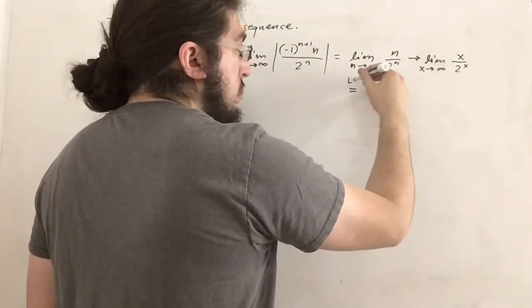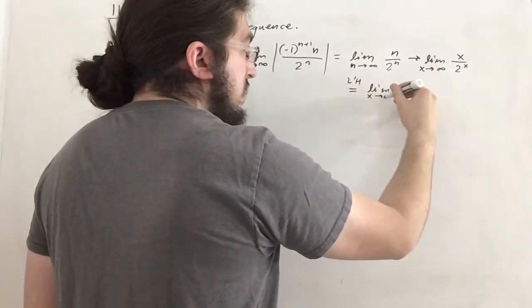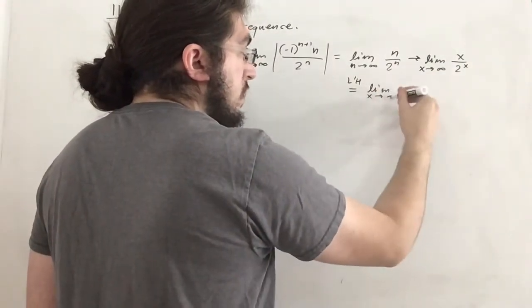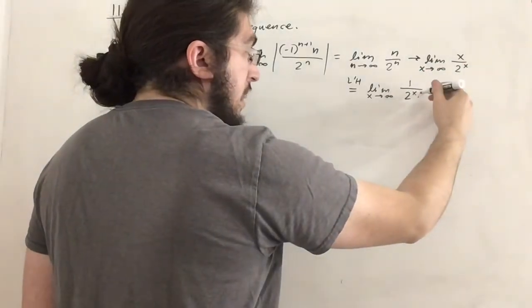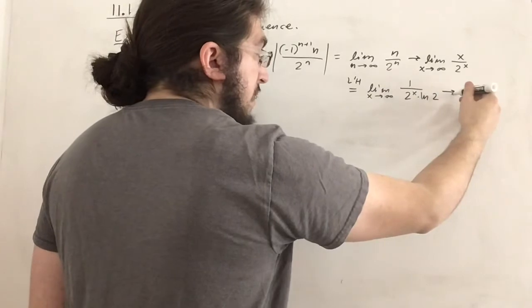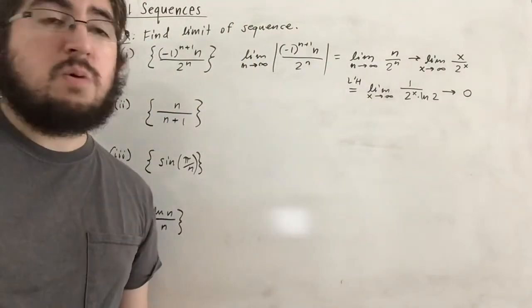And now applying L'Hopital's rule, we can take the limit as x goes to infinity of the derivative of the top, which is just 1, over the derivative of the bottom, which is 2 to the x times ln of 2. And this indeed approaches 0 because the denominator approaches infinity and the top just stays 1.